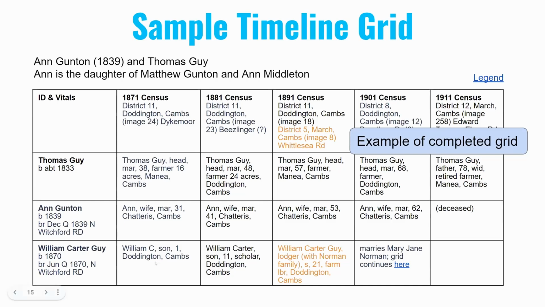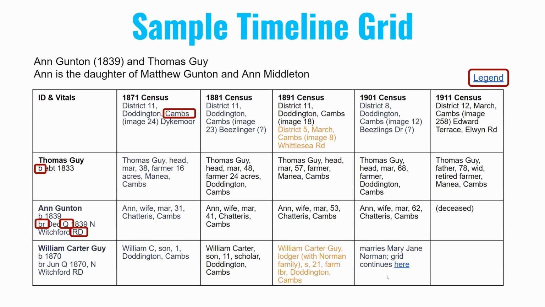Another cool thing that we see on here is we've got William at home, William at home. William is not at home. He is lodging with the Norman family as a farm laborer, and by the next census, he's married to the farmer's daughter. I just love that little farmhouse romance there going on. Whoever said that family history records were boring?